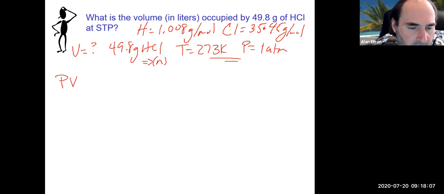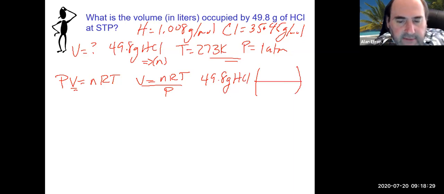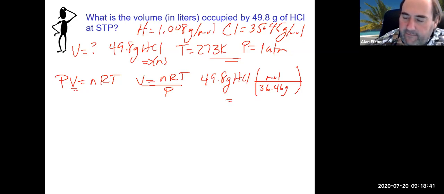So, one approach here, use the ideal gas law and solve for volume. So the volume would be nRT over P. We do have to do some conversions here, grams to moles. So 49.8 grams of HCl. From the molar mass, we essentially just need to add those numbers together, and it looks like 36.46 is our molar mass there from the periodic table. That's going to give us 49.8 divided by 36.46, 1.37 we'll call it.